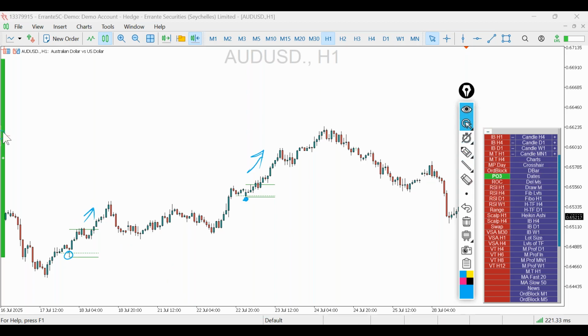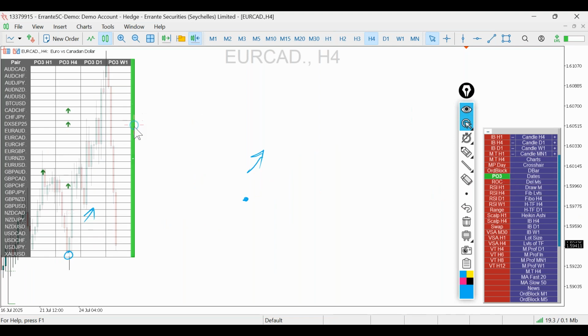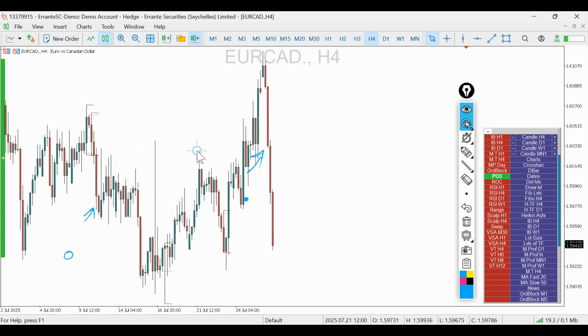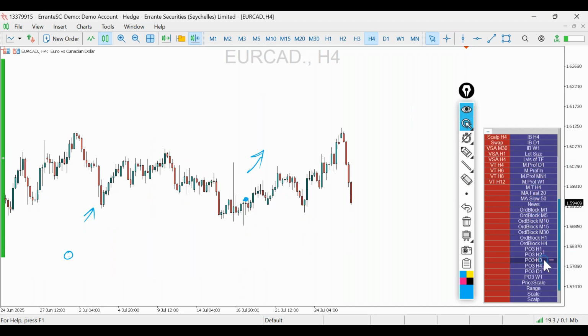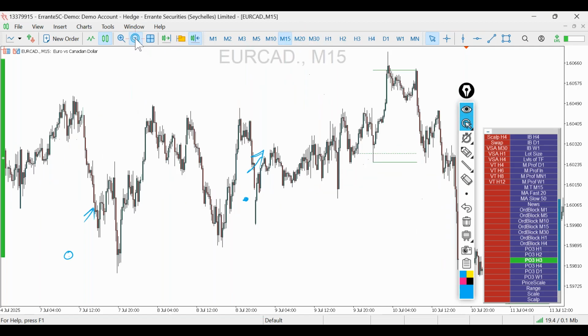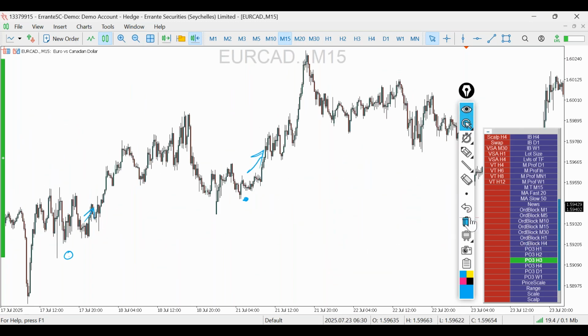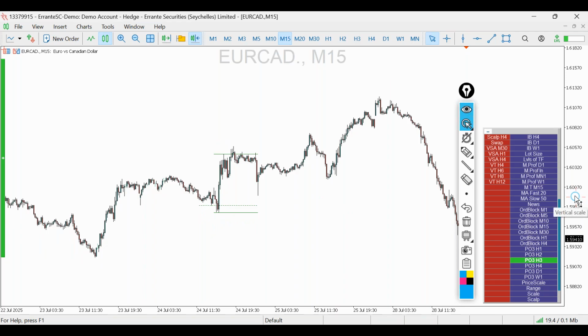Okay, now let's look into any other one. What pair is this? Like EURCAD. Let's see the EURCAD, and now let's look into any other time frame. This is H4. Let's go to H3, and as it's H4, let's drop down to M13 or something like that. Let's get rid of all of these drawings. Okay, now see this one. We have one over here.